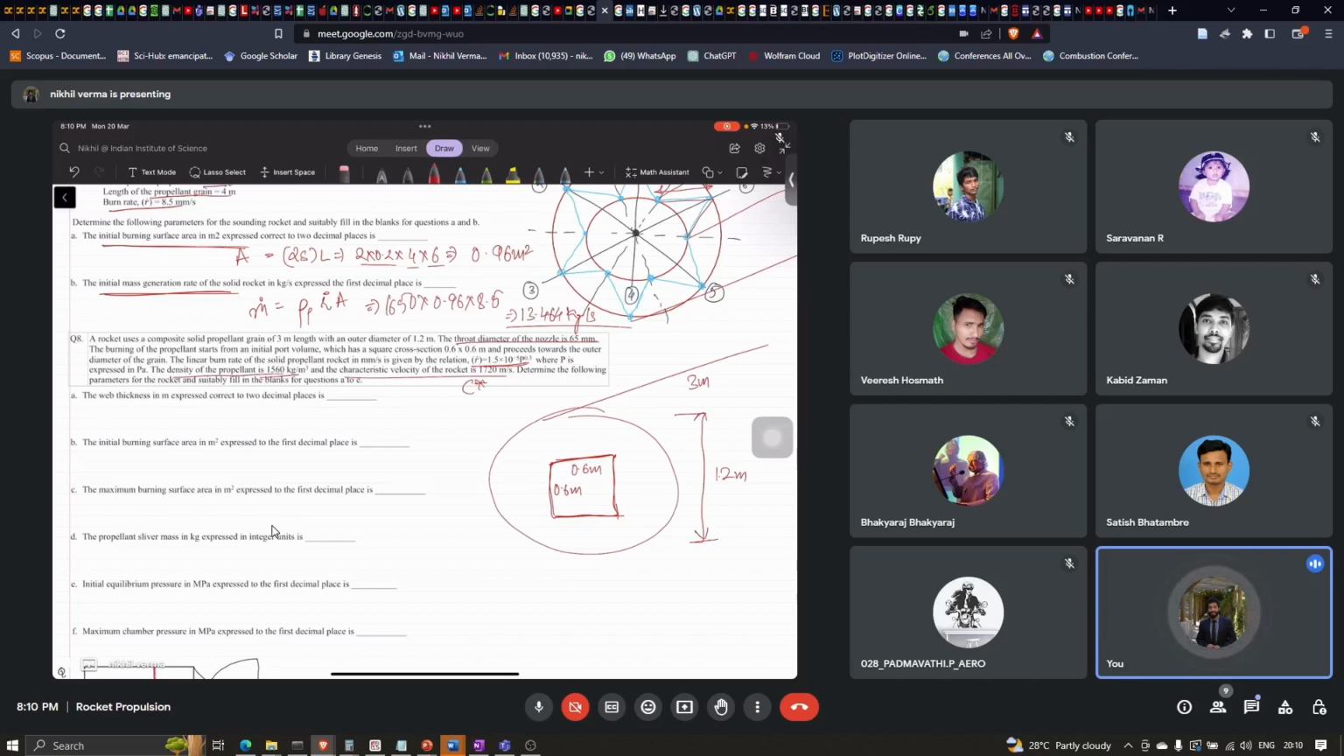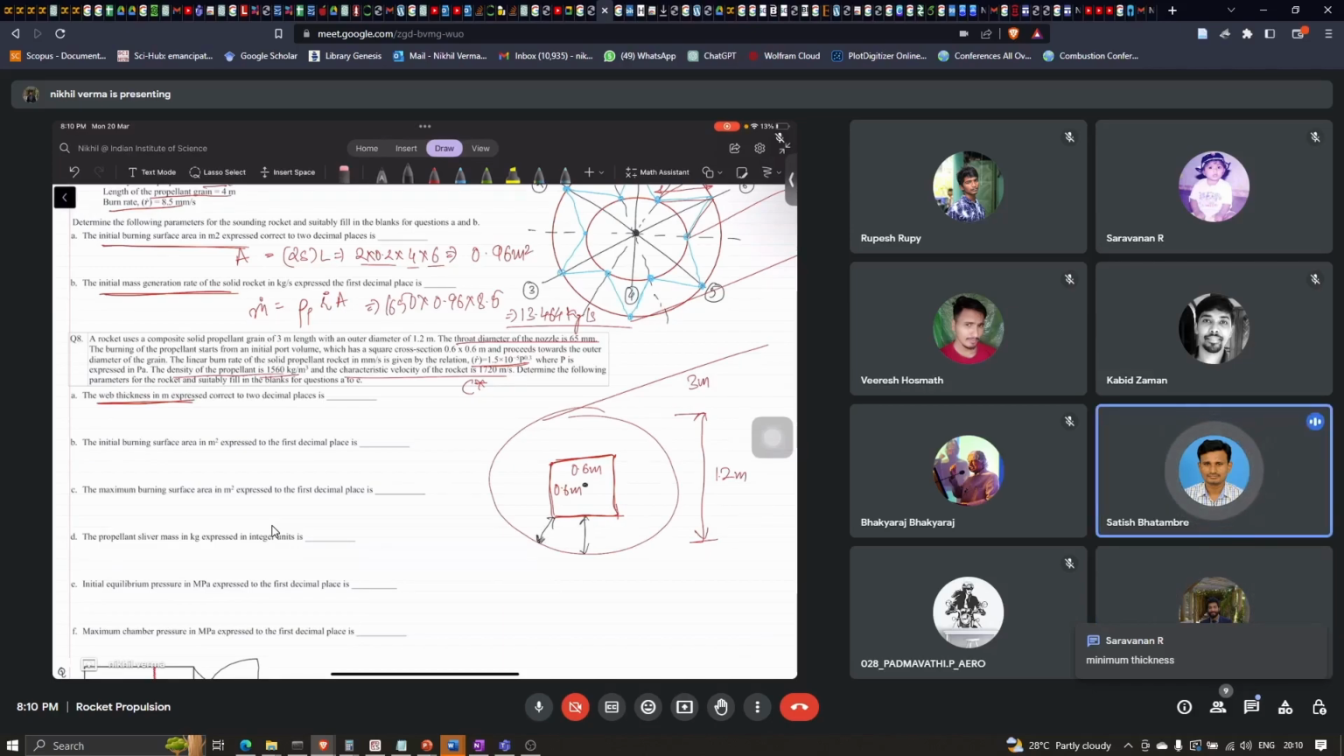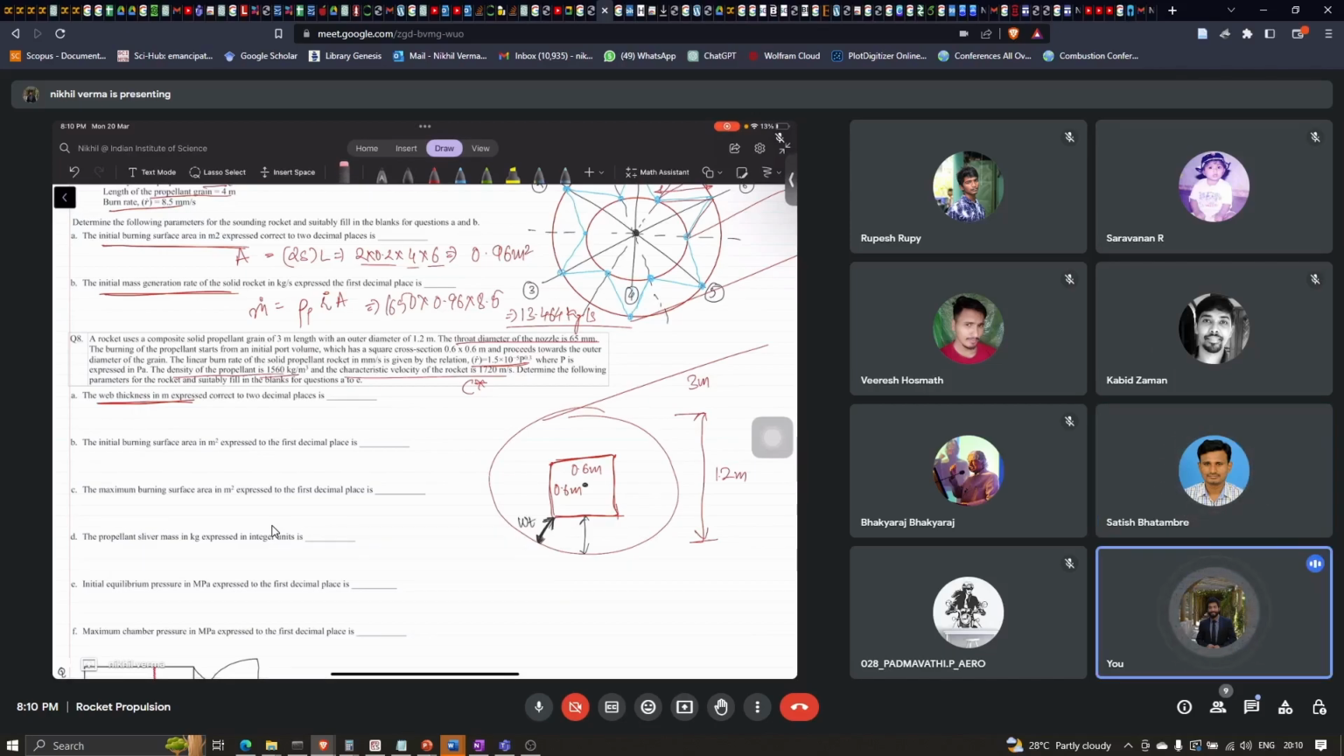Determine, first of all, we have to find what is the web thickness. So what is the web thickness? Minimum thickness between the motor case to inner propellant, sir. Right, so the minimum will be this, no? No, this. Here it will be a chord, sir. This one, no? Correct, yeah, sir. So this is the web. This will be minimum.